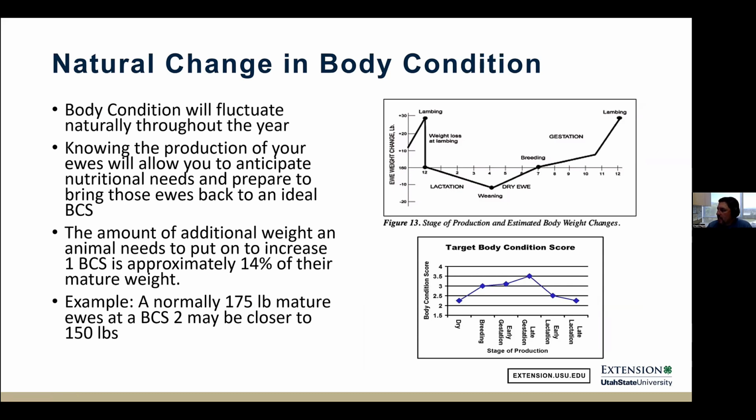This is a chart just to show that there is some fluctuation in body condition score. One body condition score is usually somewhere between 12 and 14% of your body weight. So if you have a ewe, and a lot of the hair sheep I encounter, the Katahdins, are a little under 150 pounds, depending. Pretty light animals. This gives you an idea of how fast or slow you could move up a body condition score in order to put on some weight.